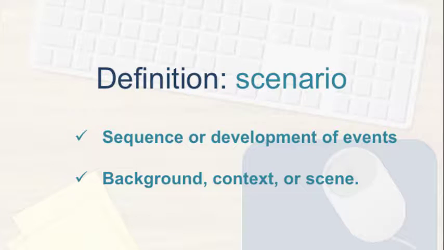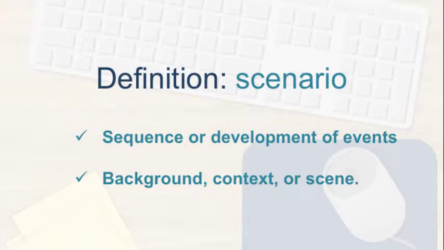So let's start off by just going over what is a scenario. If you look in the dictionary, or if you Googled the word scenario, there'd be a couple of definitions of it. One is a sequence or a development of events, synonyms being a storyline, a plot, a framework. And another definition would be a background or a context or a scene. And when we're talking about e-learning scenarios, we're kind of mixing both of these definitions.